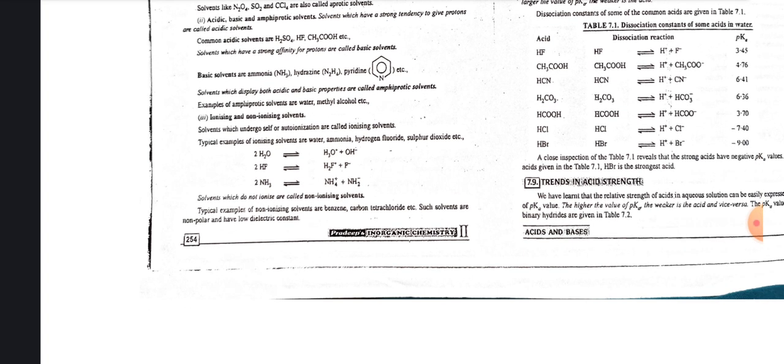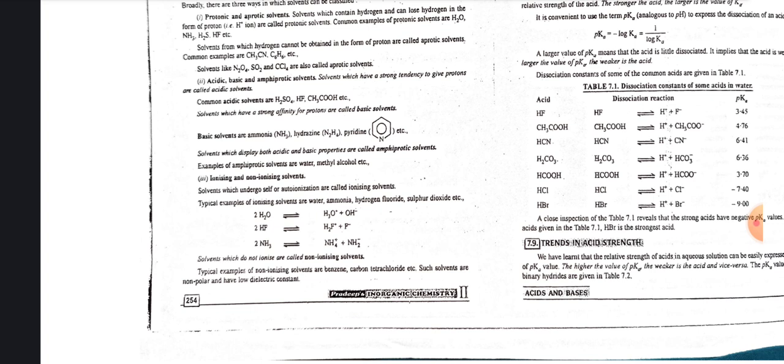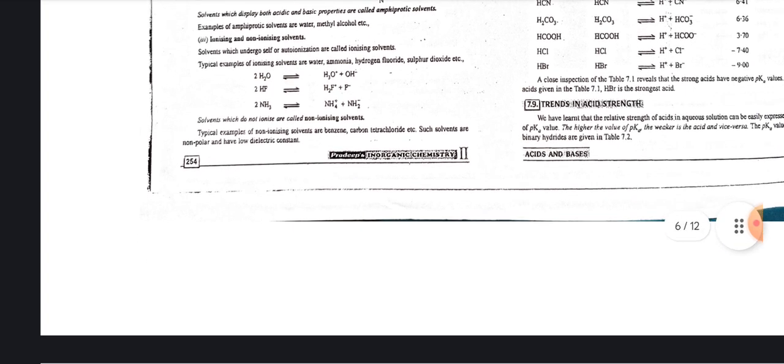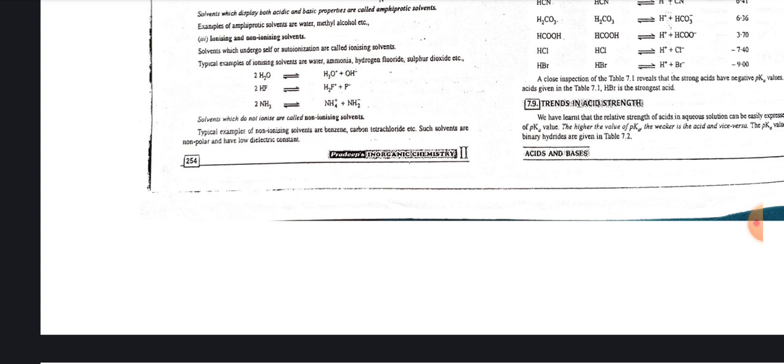Acidic, basic, and amphiprotic solvents: solvents which have a strong tendency to give protons are called acidic, while those which have a strong affinity for protons are called basic. And those which show both types of characteristics are amphiprotic solvents, which display both acidic and basic properties. Ionizing and non-ionizing solvents: solvents which undergo self-ionization are called ionizing solvents, and those which do not ionize are called non-ionizing solvents.